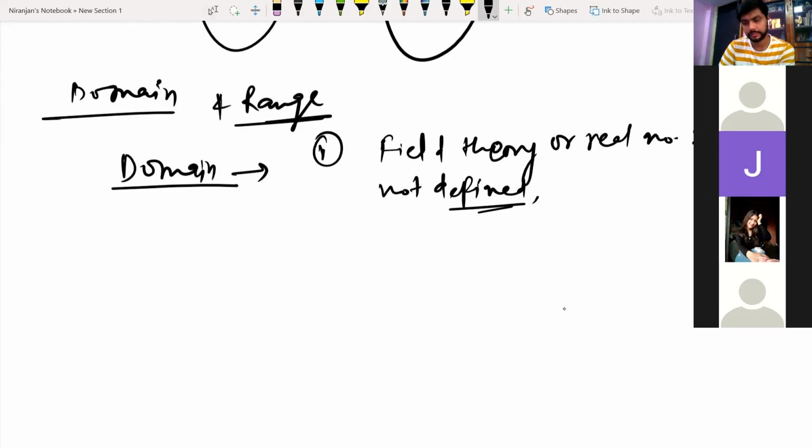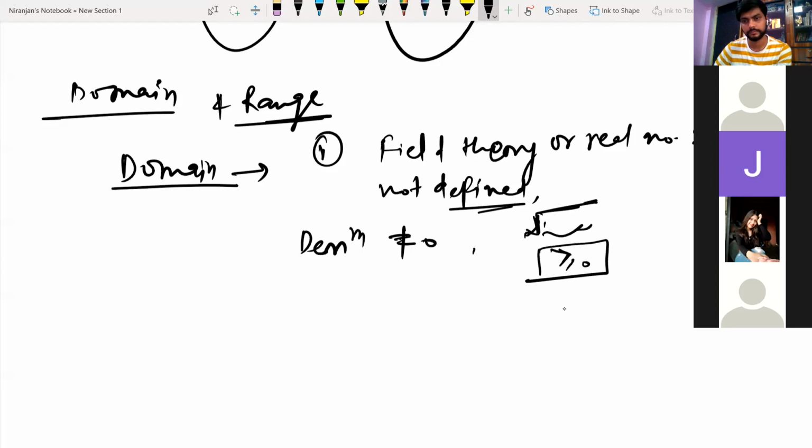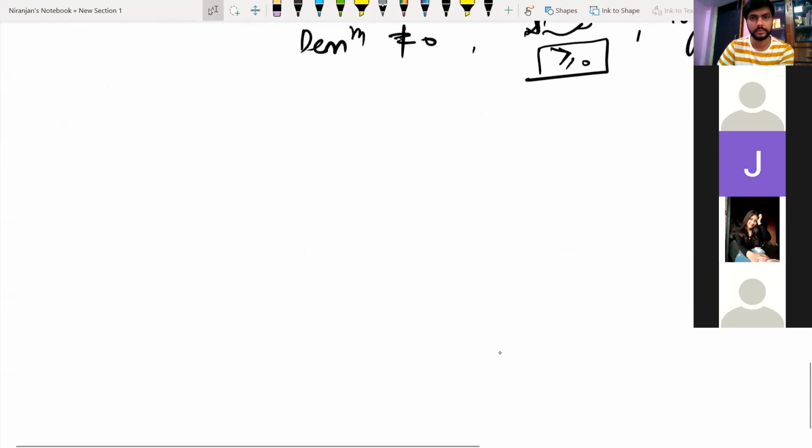So in our real number system, your denominator cannot be 0. The inputs in a square root should always be greater than or equal to 0. The logarithm function's input should always be positive. These are three fundamentals, and anything else? Yeah, exponential.